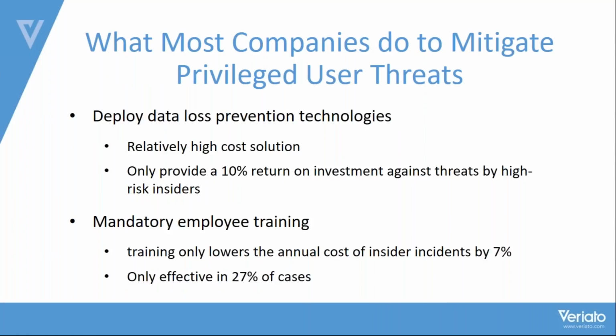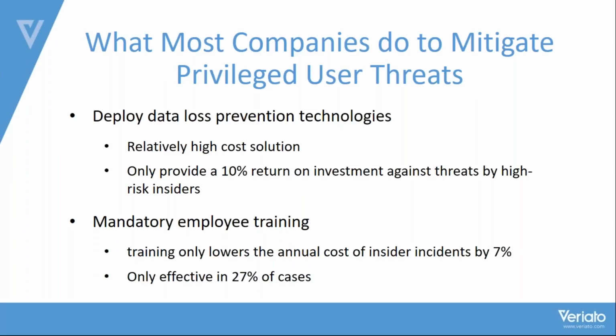All right, so what are most companies doing to mitigate privileged user threats? They're doing things like deploying data loss prevention technologies. Now here's the thing, relatively high cost. We go out and buy SIEMs, we buy all this stuff, firewalls, IDSs, IPSs, we throw technology at it. But look at what I have here. It only provides a 10% return on your investment against threats by high-risk insiders.